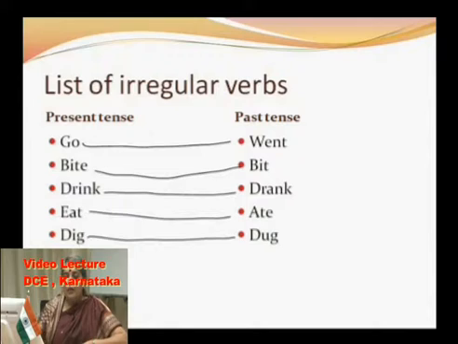Why? Go does not become goed. Bite doesn't become bited. Drink doesn't become drinked. Eat doesn't become eated. Dig doesn't become digged. It doesn't become, because these are list of irregular verbs. So the first thing, in order to understand English, if I am using a particular verb in simple past tense, I have to know the list of regular verbs, and then I should add an ed form. That is very easy. Then I should master the list of irregular verbs.